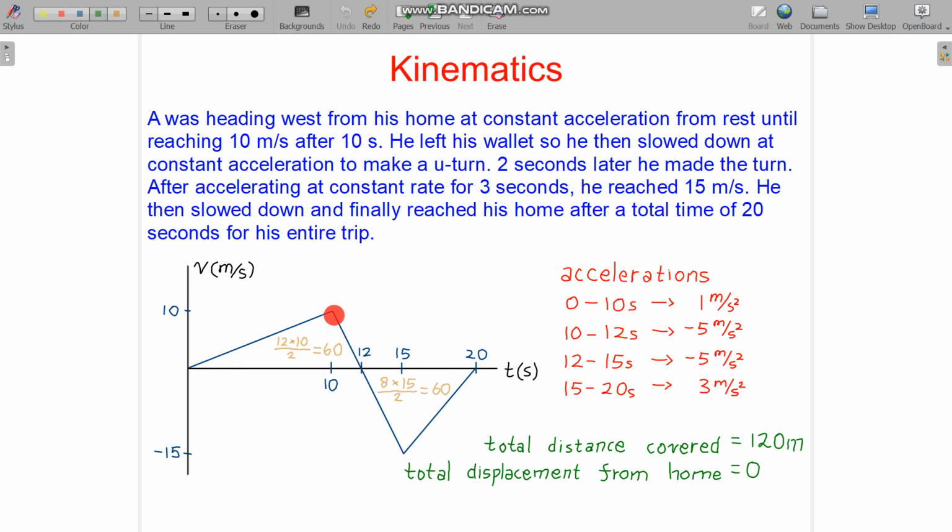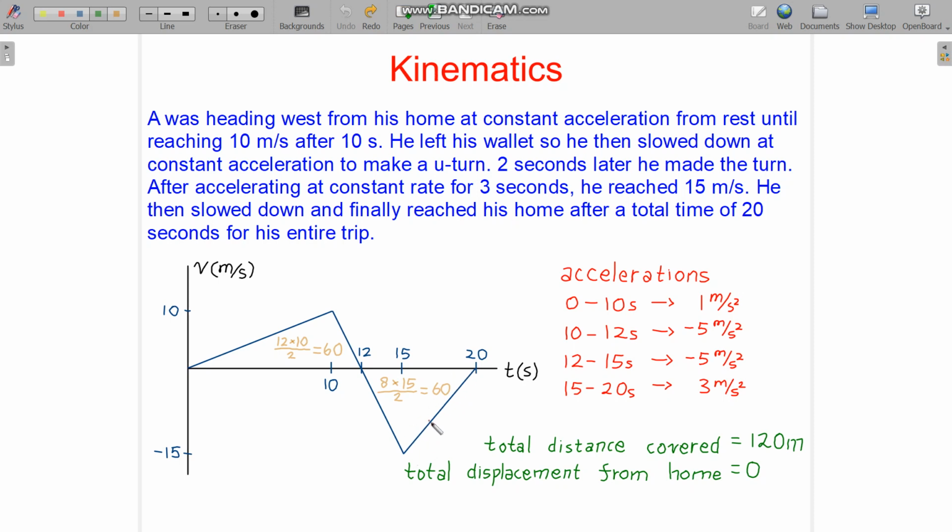From 0 to 10, the acceleration is rise over run, so 10 divided by 10, which is 1. And from 10 to 12, it is 10 divided by 2, so 5. It's negative, so the velocity is positive but the acceleration is negative, so it's a deceleration. And here we have negative velocity and also negative acceleration, negative gradient. So actually we have an acceleration here, and here we have negative velocity, positive acceleration.